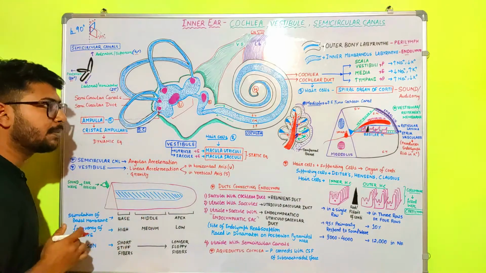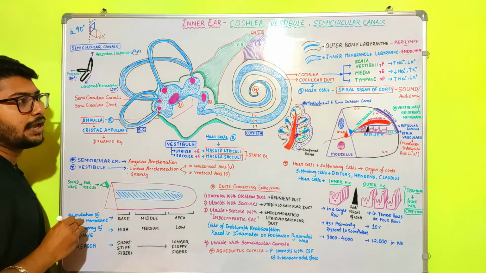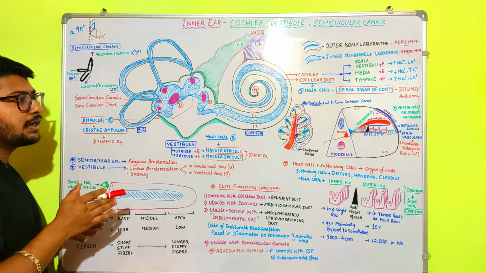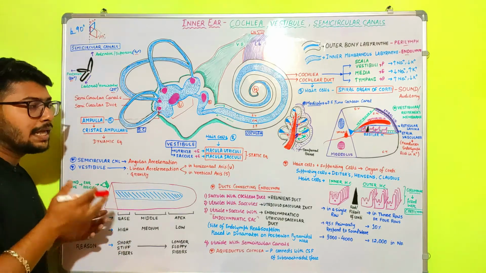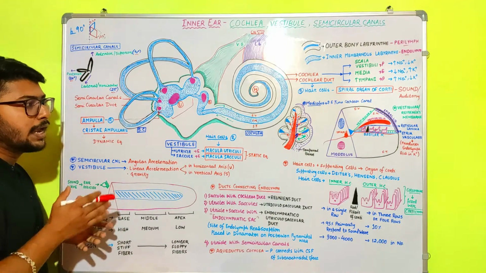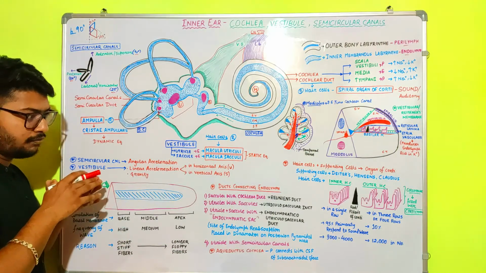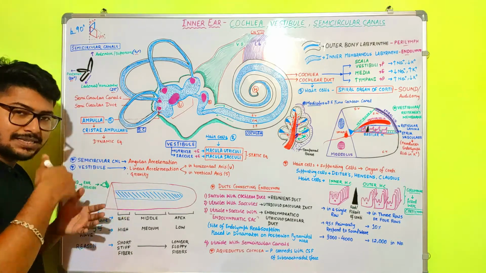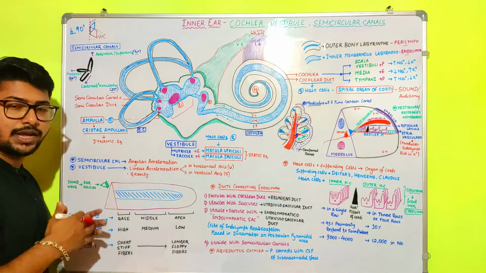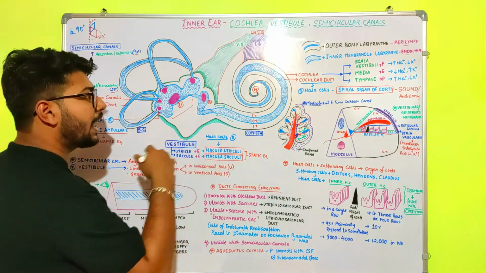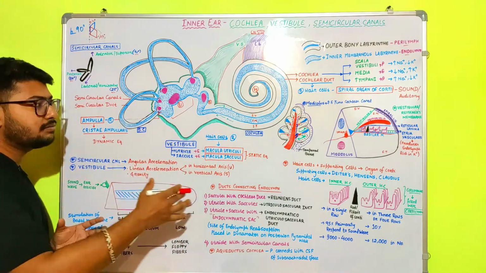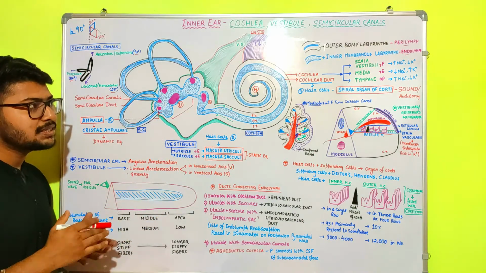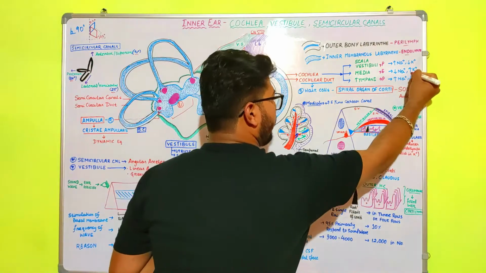What is that endolymph? Endolymph is rich in potassium. It has the property of intracellular fluid. Why? Because inside the cell we have rich potassium content, but here the extracellular fluid has the component of intracellular property. What is that? They are rich in potassium.